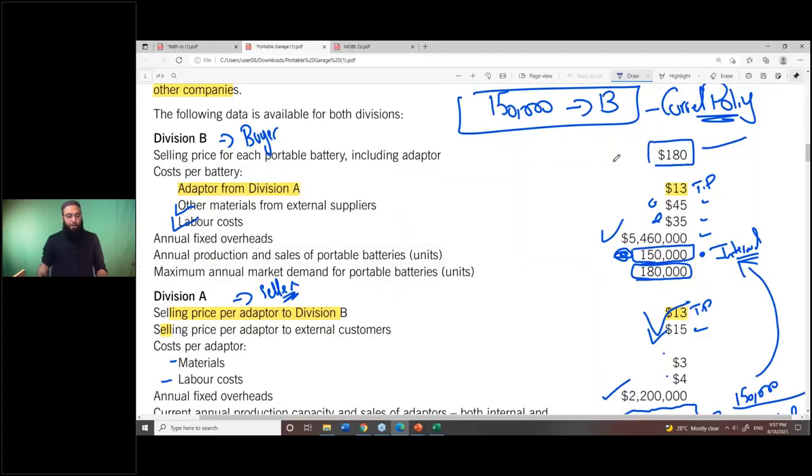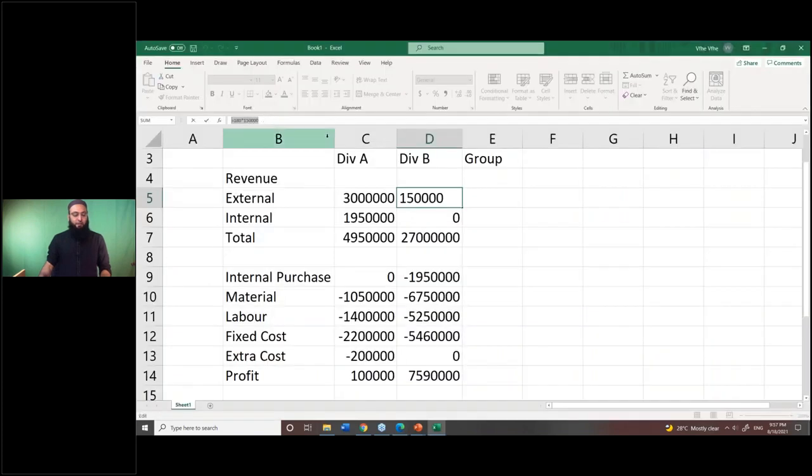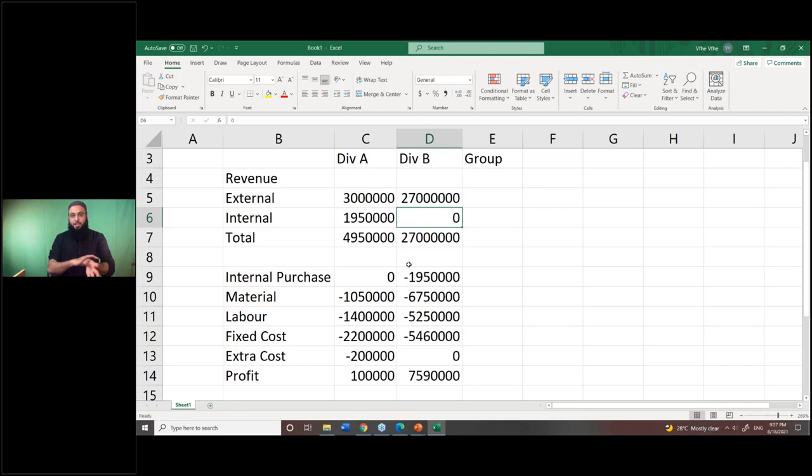180 is the price for B, and the units it is selling in the market is 150. So 180 into 150 is the revenue for division B. Division B doesn't sell anything internally, so nothing for B. These two I'll highlight are basically transfer price. This is the external cost. The rest is all same. So I think no issue.